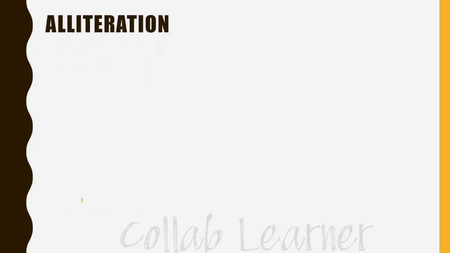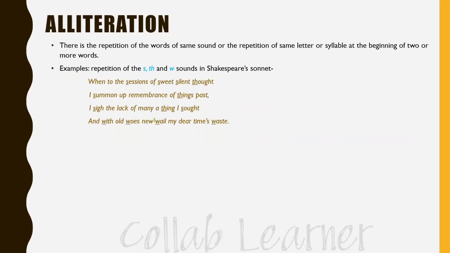The first literary device is alliteration. That is the repetition of words of the same sound, or repetition of the same letter or syllable at the beginning of two or more words, is termed as alliteration. For example, we can see the repetition of the s, th, and v sounds in Shakespeare's sonnet. The underlined words are termed as alliteration.